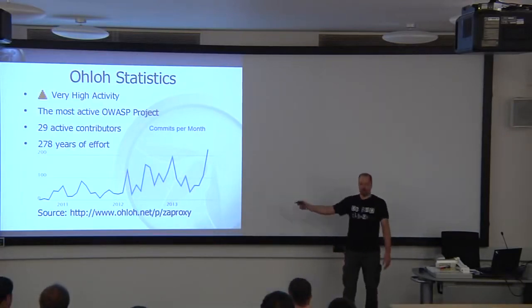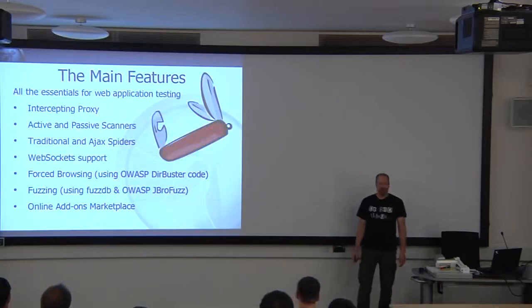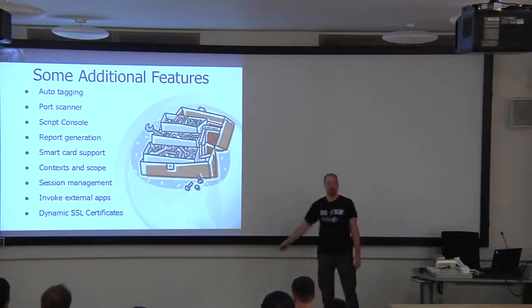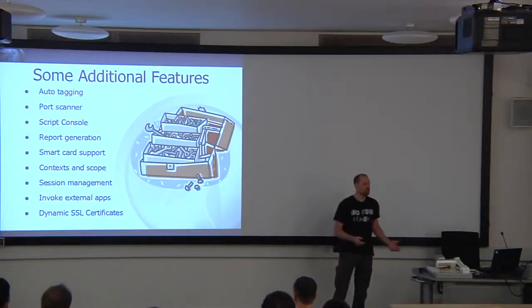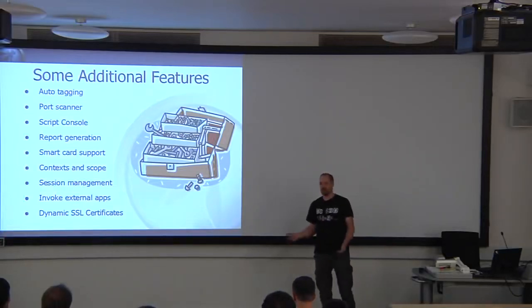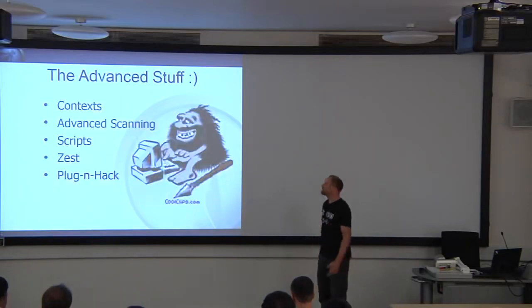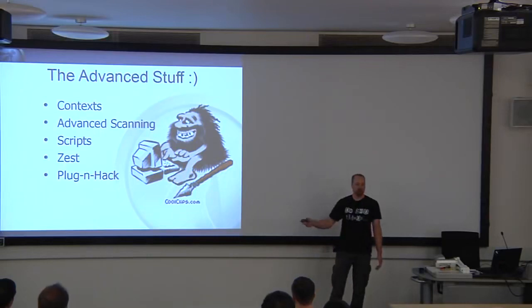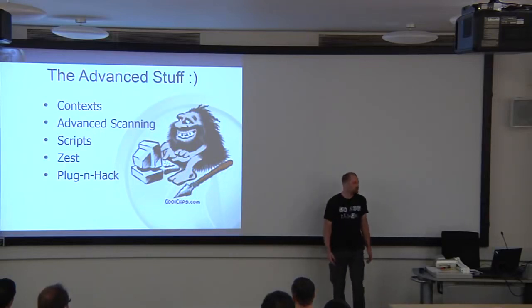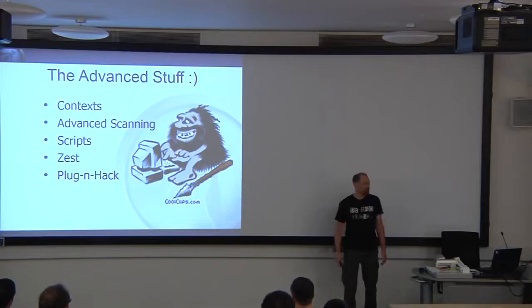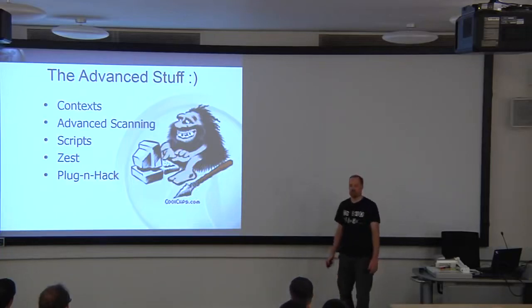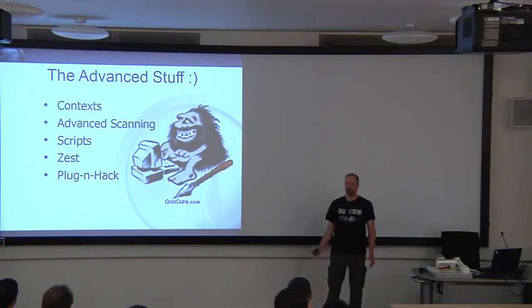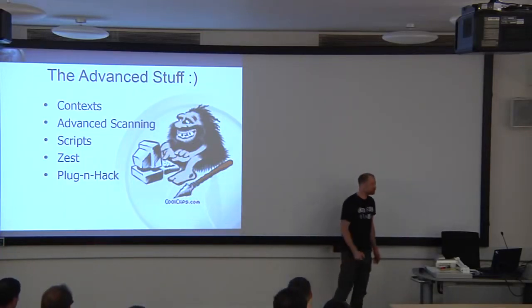All these are statistics you can check up yourself. So, main features. It's got all the standard stuff that you would expect from a security tool like this. I'm not going to go through them now, because I want to focus on the more fun things. If you want to learn about some of the other things, then please see some of my other talks. I want to talk about contexts, advanced scanning, before I get to scripts and something called Zest. I might have a chance to talk about plug and hack, but I might be pushed for time. It all depends on how things go.